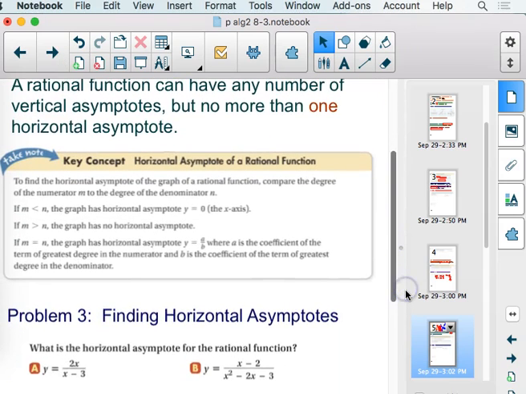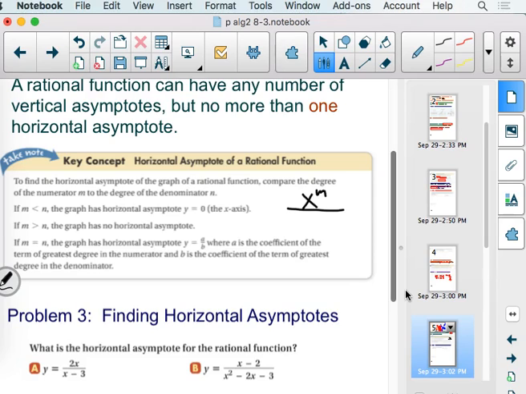So now, we have one more big box of info about these graphs. It says, horizontal asymptotes of a rational function. So this is the one where we get 1 at most. To find the horizontal asymptote of the graph of a rational function, compare the degree of the numerator m to the degree of the denominator n. So here's what they're saying. We're going to have an x to the something up here and an x to the something down here. But remember, degree is the highest power, so it has to be that first leading term that we're talking about.